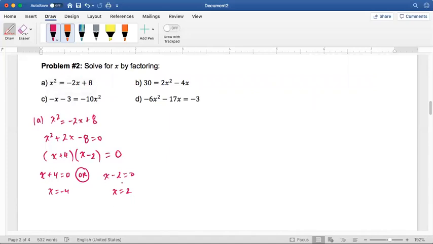And the same thing happens when you substitute x equals 2. On the left you would get 4, and on the right you would get negative 4 plus 8, which is also 4.